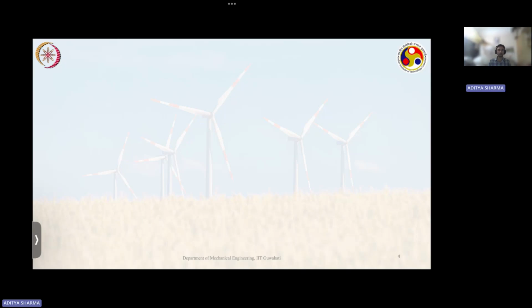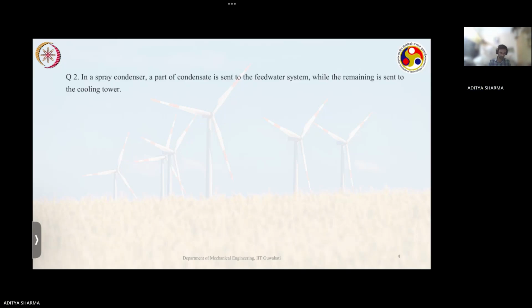Then next question. So in a spray condenser, a part of condensate is sent to the feed water system while the remaining is sent to the cooling tower. So whether this is true or false. So what happens in your spray condenser?